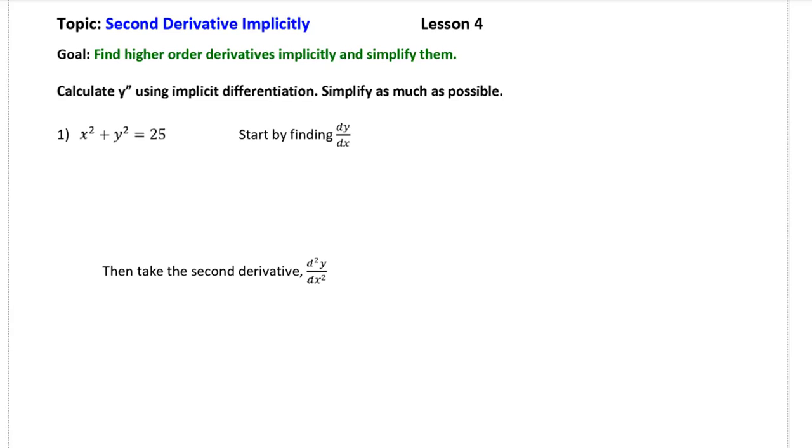All right, so today we're going to look at implicit differentiation again, but this is the second derivative implicitly. So we're going to start off by doing what we did in our previous lesson. We're just going to take the derivative. We're going to find dy/dx.